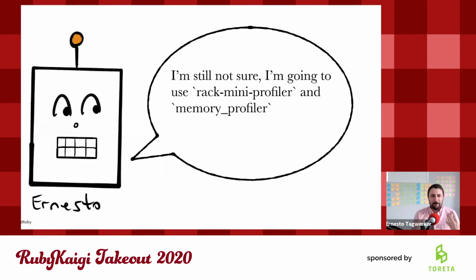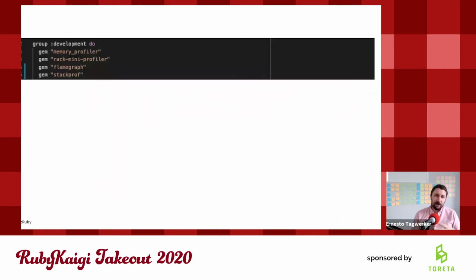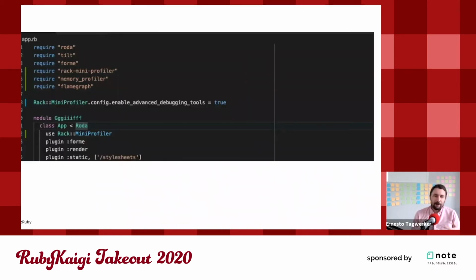So I'm not sure. I'm going to use RackMiniProfiler and Memory Profiler to look into it a little bit deeper. So I add these gems to my application, and I require the libraries right before I start my application. The good news is that RackMiniProfiler gets loaded as a Rack middleware, and Roda is a Rack-based framework. So with a one-liner, I can add RackMiniProfiler to my Roda application.